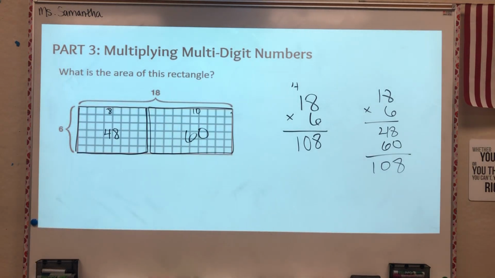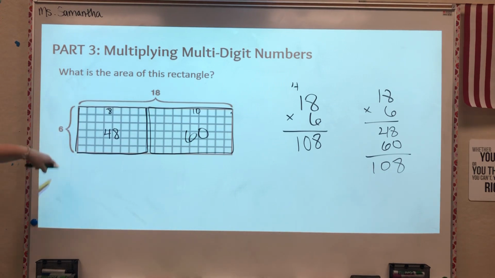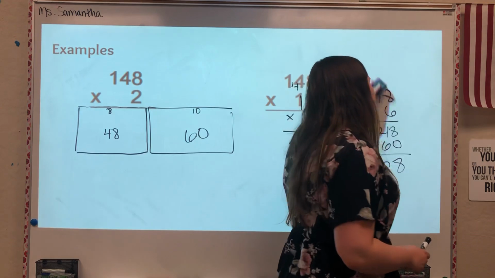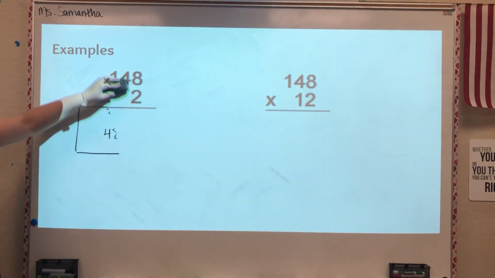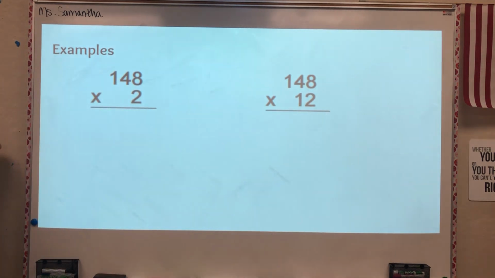This example here was of a multi-digit number times a single-digit number. The last part is what you do when you've got a multi-digit number times a multi-digit number. So we'll start off, go ahead and try this one for me. It's similar to what we did in that last problem.